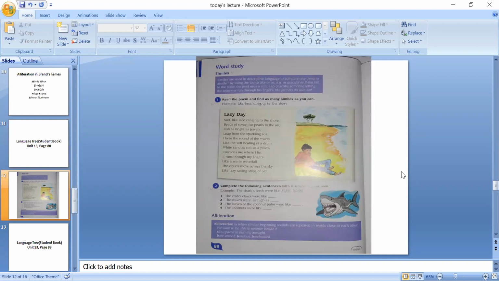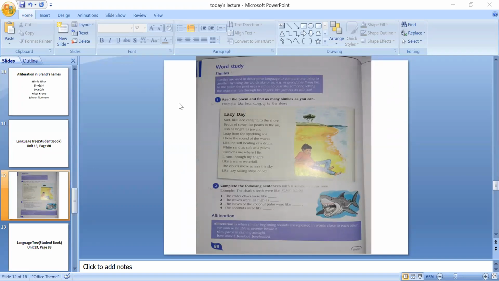It's page 88. We read this poem yesterday, Lazy Day. Do you remember? Okay, first of all, I'm going to unmute Ibra, because Marriage participated yesterday. Okay, Ibra, you have to read the definition of similes that is in the purple box. Okay, I'm going to unmute you. Yes. Unmute your mic, beta. Okay, fine. Thank you.